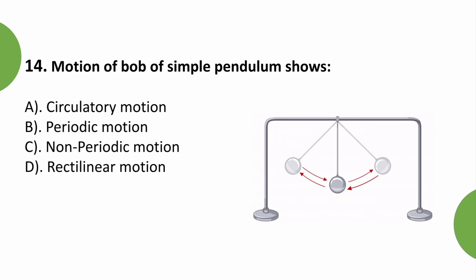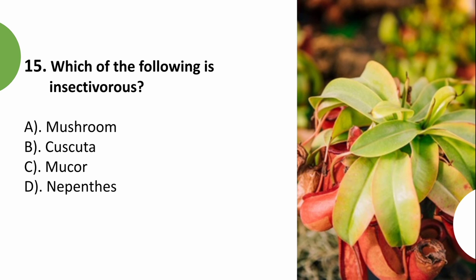Question 14. Motion of bob of simple pendulum shows? Option B. Periodic motion. Question 15. Which of the following is insectivorous? Option D. Nepenthes.